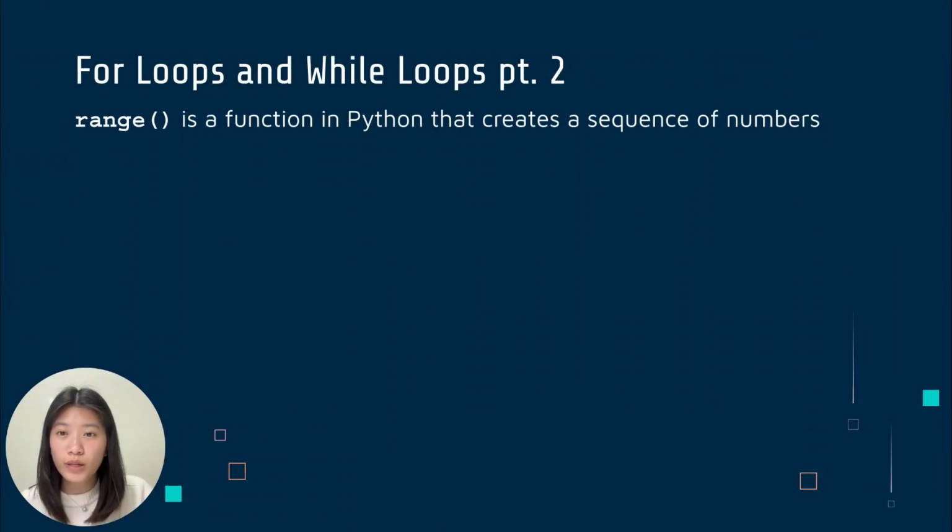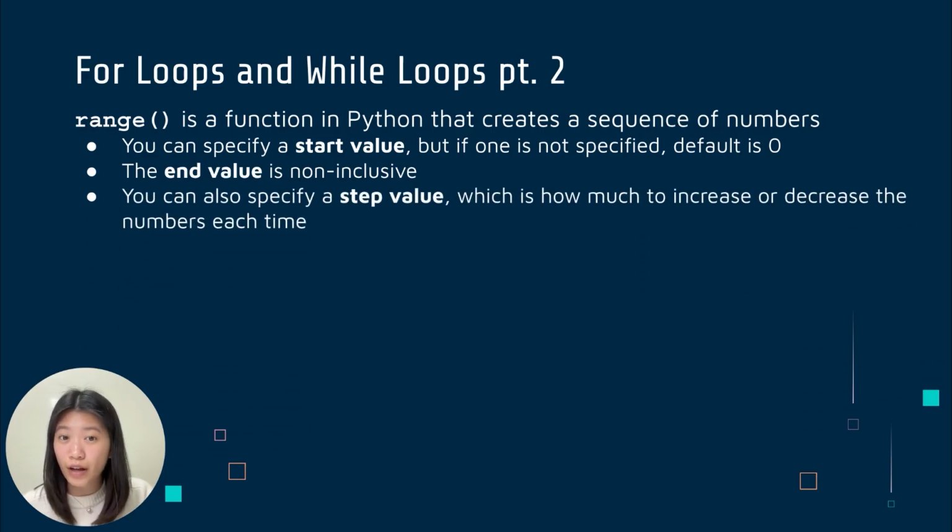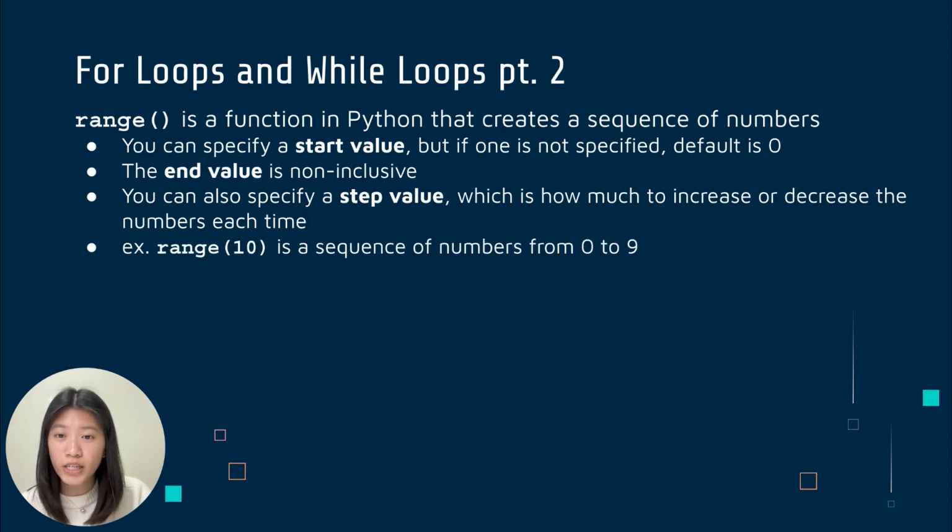And something to discuss before we look at a few examples is the range function, which helps us create a sequence of numbers. And for a range function, you can specify a start value, but if one is not specified, the default start value is going to be 0. And then the end value is non-inclusive. And you can also specify a step value, which is how much to increase or decrease the numbers each time. So for example, range(10) is a sequence of numbers from 0 to 9, so 0, 1, 2, 3, all the way to 9. And that's because we include the start value 0 and the end value is 10, but we do not include 10, so it just goes to 9.